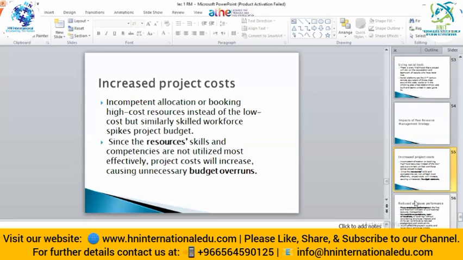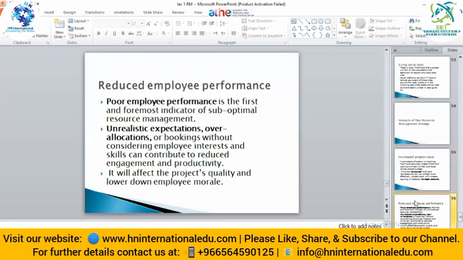Since the resources, skills, and competencies are not utilized most effectively, the project cost will increase, causing unnecessary budget overruns. So we have to manage our resources according to our budget. It will also reduce the employee performance. If we are burdening any person and assigning a task that is not relevant to their skill, we are dissatisfying our employee.